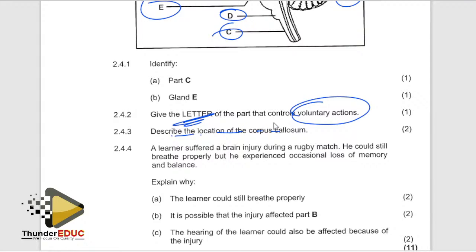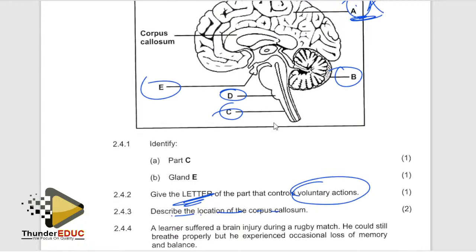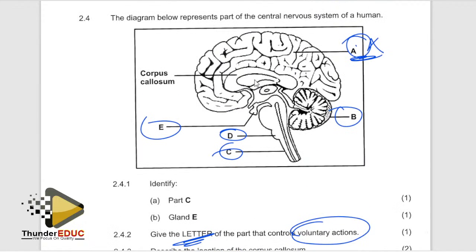Describe the location of corpus callosum. Here you can describe the way you want as long as it brings about the idea of this being found in the center, actually between the left and the right hemisphere. Remember, the function of corpus callosum is to allow communication and to connect the left and the right hemisphere. So where is it located? In the middle, between the left and the right hemisphere. You understand?